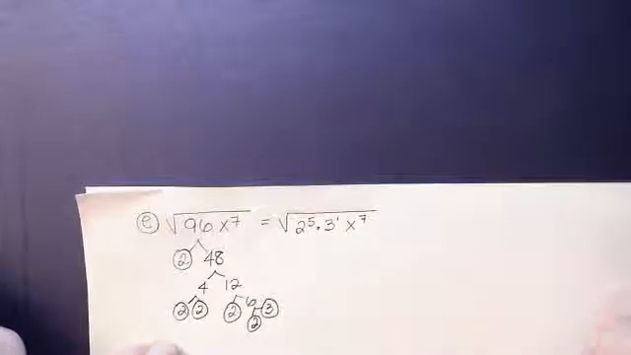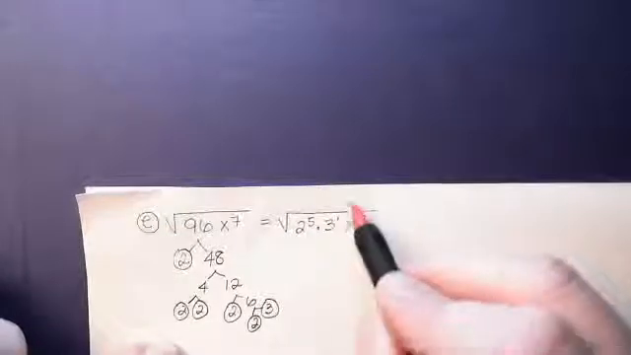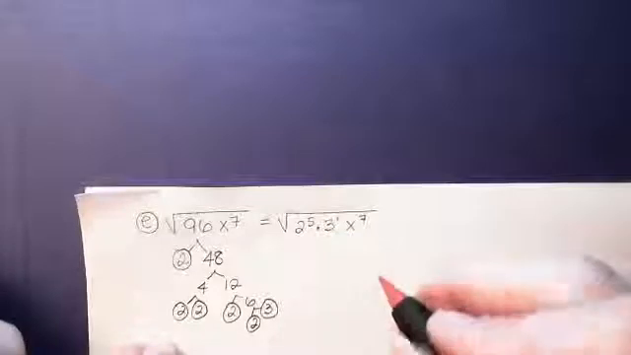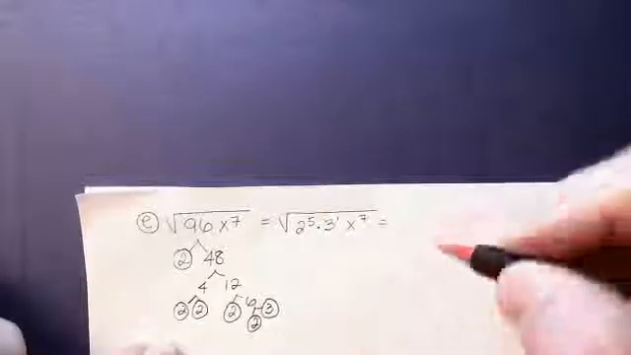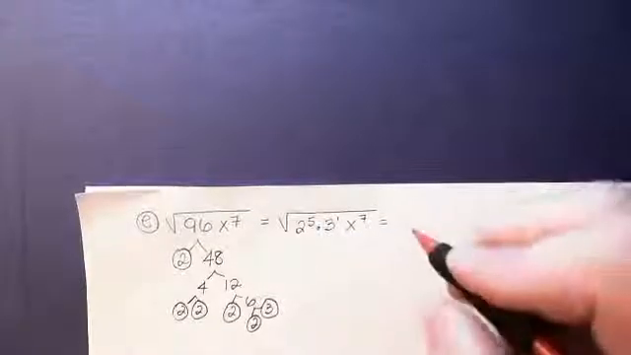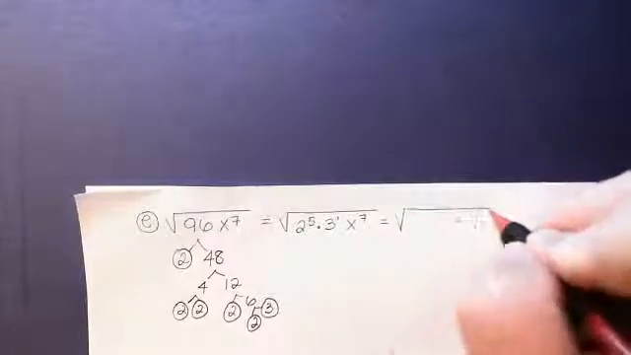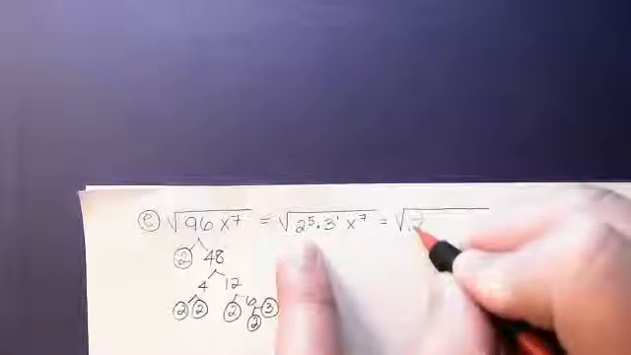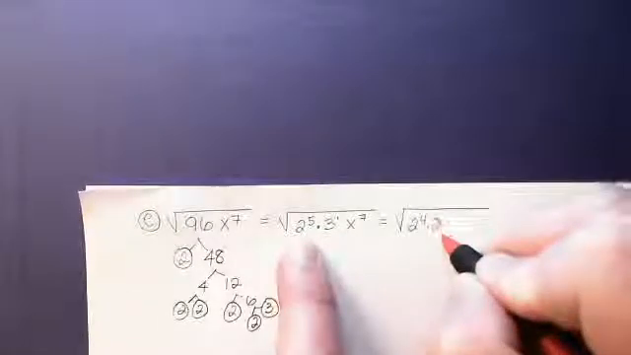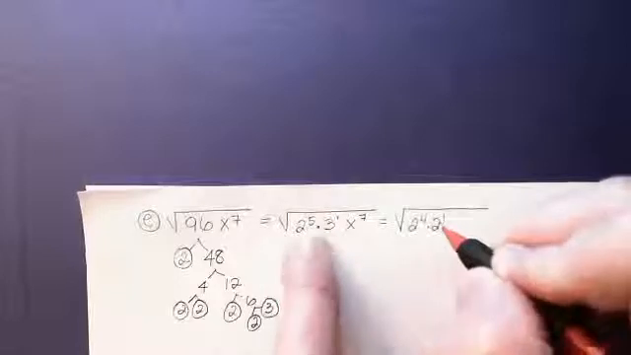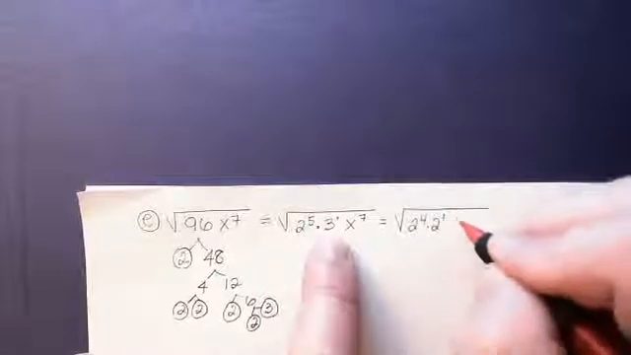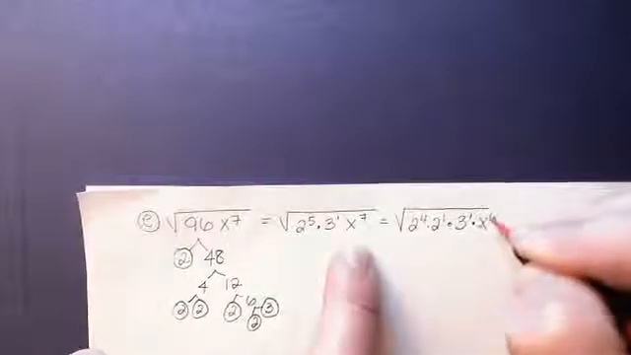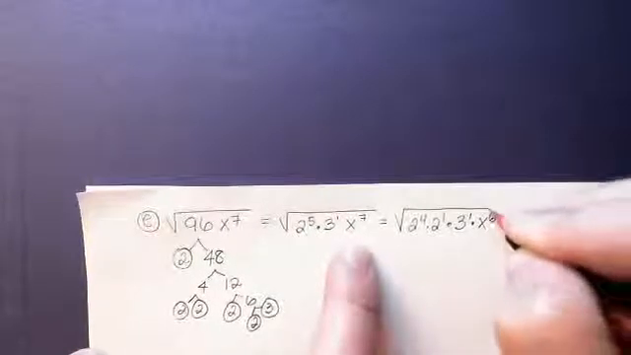Alright, with that, can I remove anything from the radical? As it's written right now, I cannot remove it. So what I'm going to do is rewrite my radical, and rewrite my terms over here as 2 to the 4th, 2 to the 1st, because 4 plus 1 is 5. There's nothing I can do with the 3, so just copy it down. And for the x, this would be x to the 6th times x to the 1st.